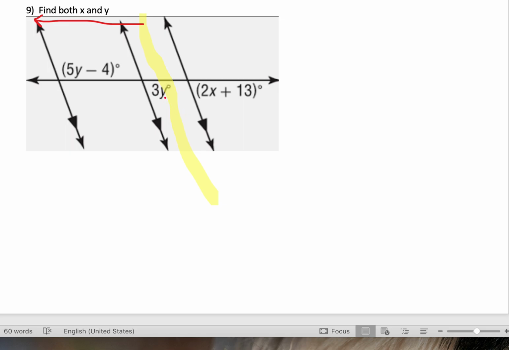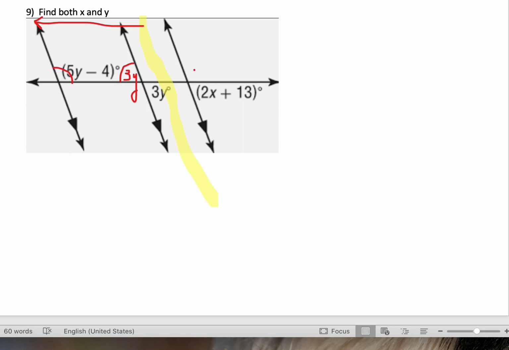A few different ways to look at this, but one of them is by vertical angles. This angle here is also 3y. So I have consecutive interior angles, and consecutive interior angles are always going to add up to 180 degrees. Or you could also look at it as I have an acute angle, the 3y, and an obtuse angle, the 5y minus 4.